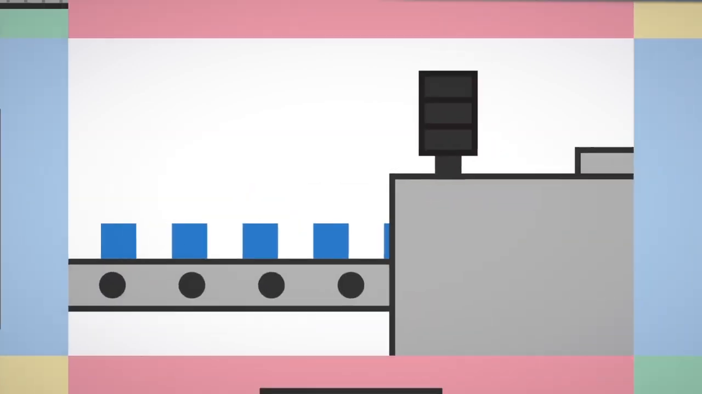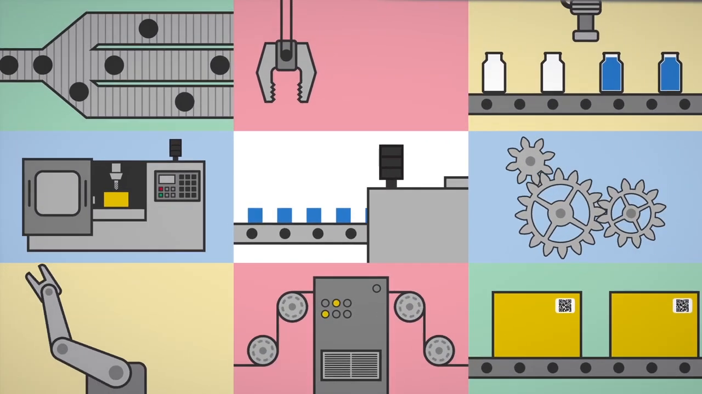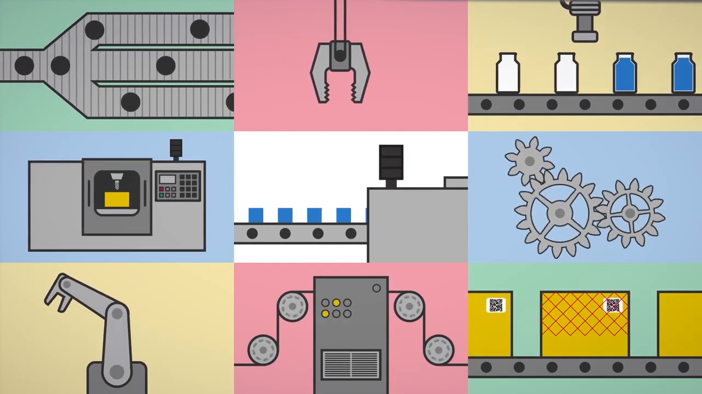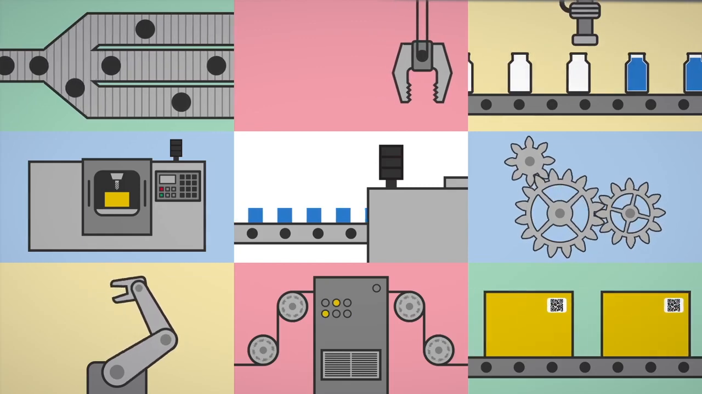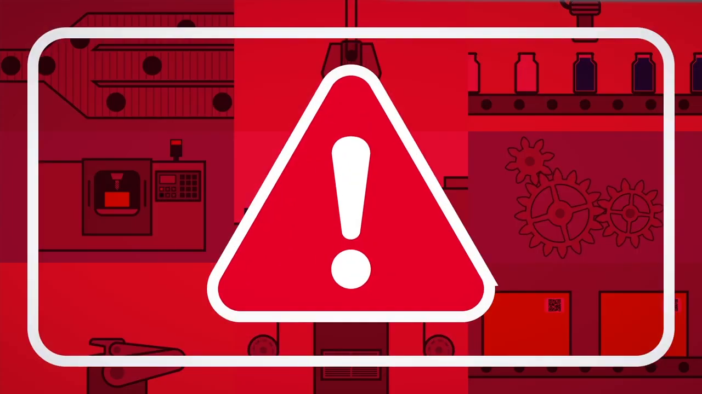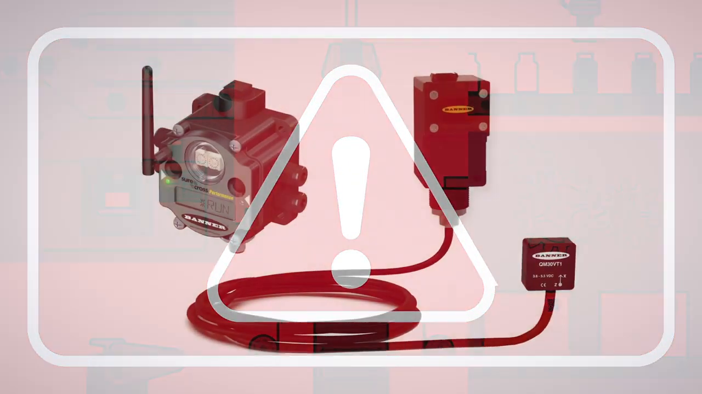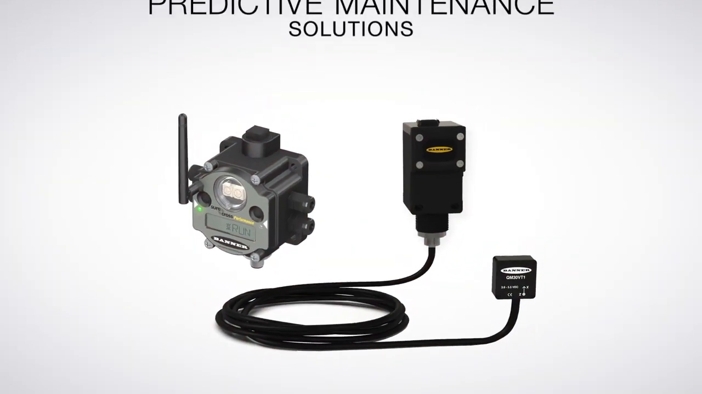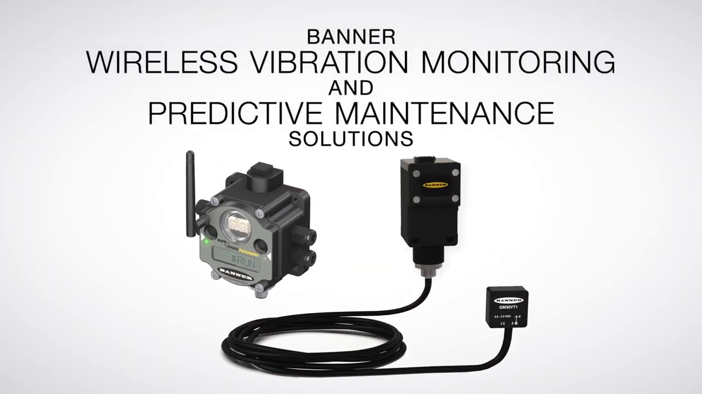A variety of machines keep modern factories producing goods around the clock. How much lost production would you suffer if one of your machines failed unexpectedly? Stay a step ahead of your machines by continuously monitoring them with Banner's wireless vibration monitoring and predictive maintenance solutions.